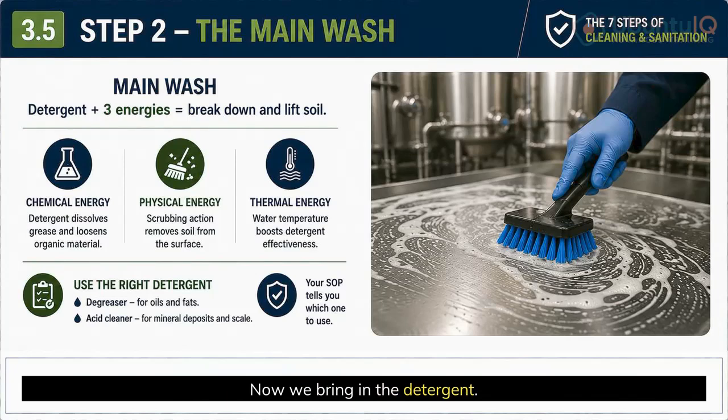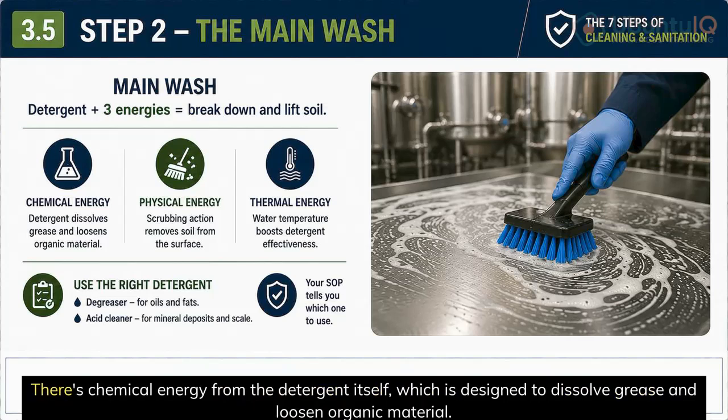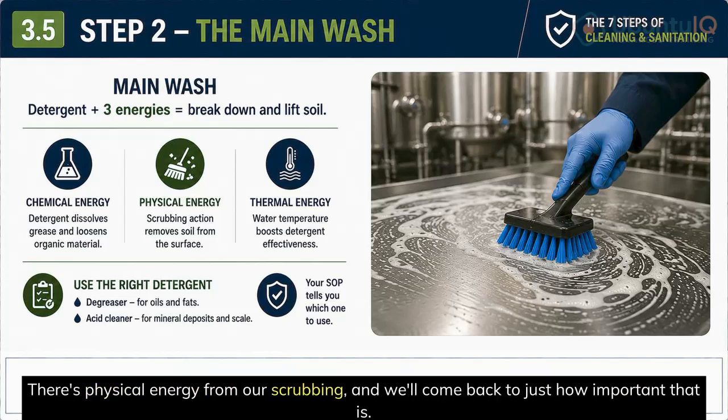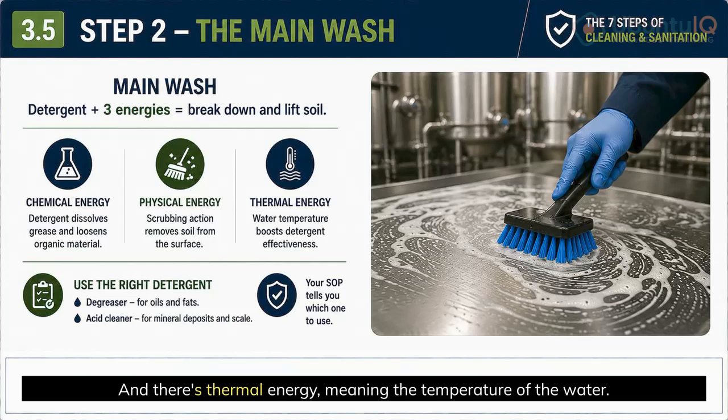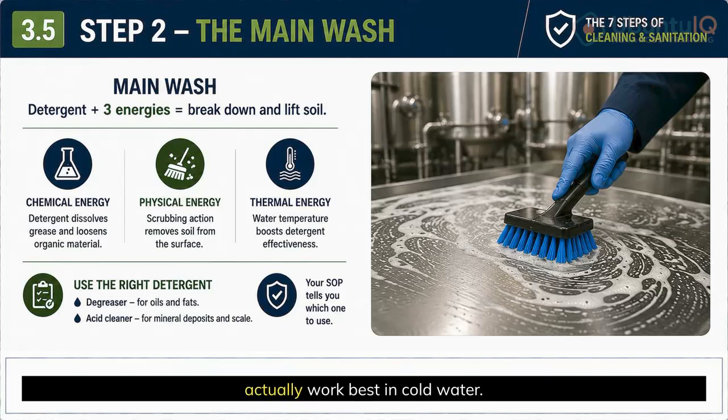Now we bring in the detergent. The main wash combines 3 types of energy to break down and lift soil off the surface. There's chemical energy from the detergent itself, which is designed to dissolve grease and loosen organic material. There's physical energy from our scrubbing, and we'll come back to just how important that is. And there's thermal energy, meaning the temperature of the water.